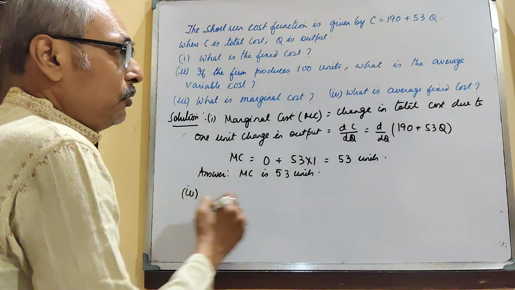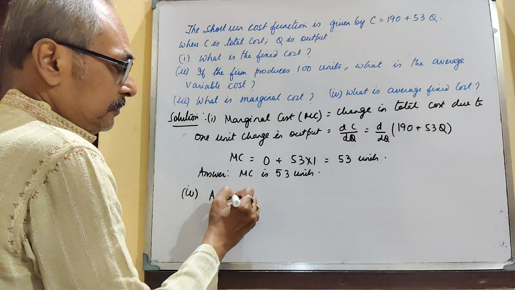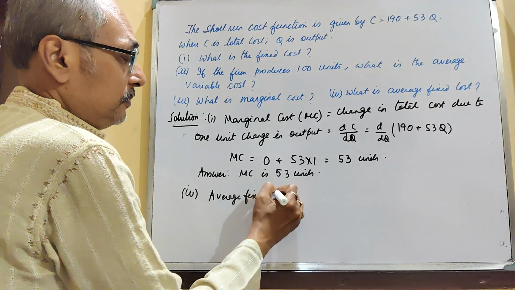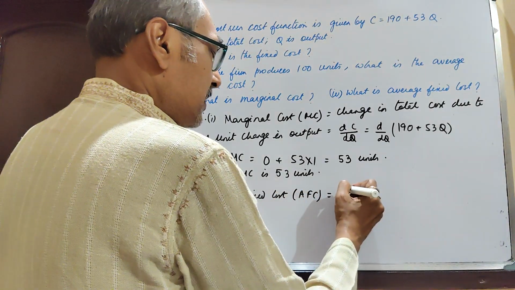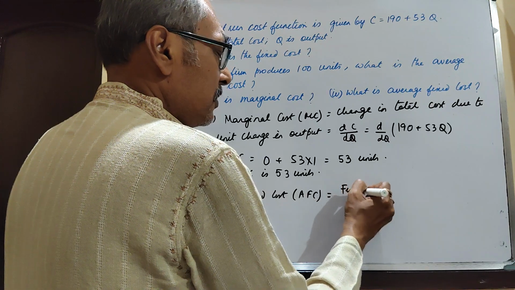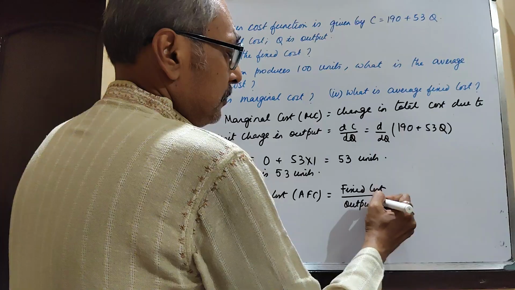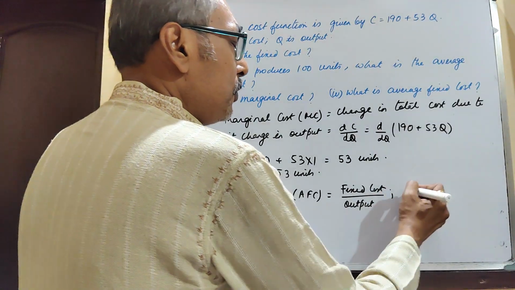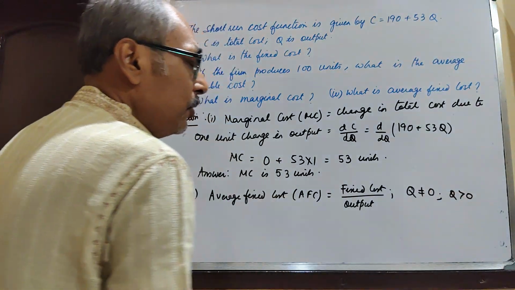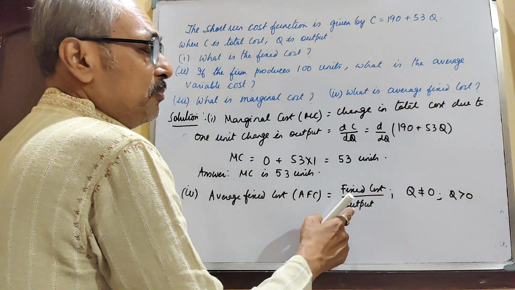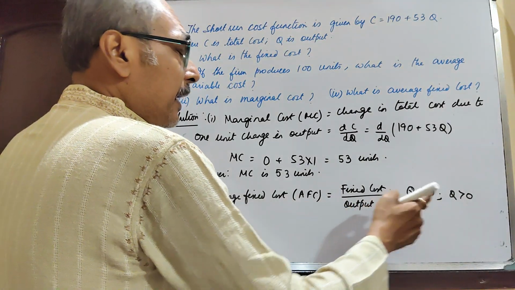Now part 4, what is the average fixed cost? Average fixed cost, AFC, equals fixed cost by output produced, that is the number of output produced. Now here also Q is not equal to 0 and Q is greater than 0. If we divide any number by 0, it becomes undefined. Therefore Q cannot be 0.